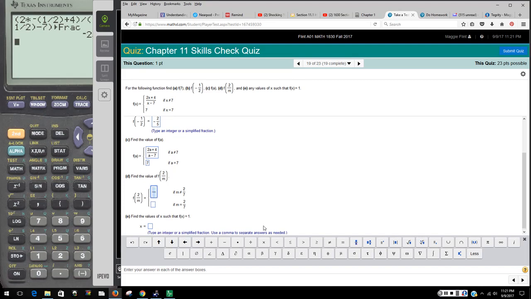So we first need a fraction. And then in the numerator, we need the fraction 4 over m plus 4. And in the denominator, we need 2 over m minus 7. And then in the second part, we need just the number 7.